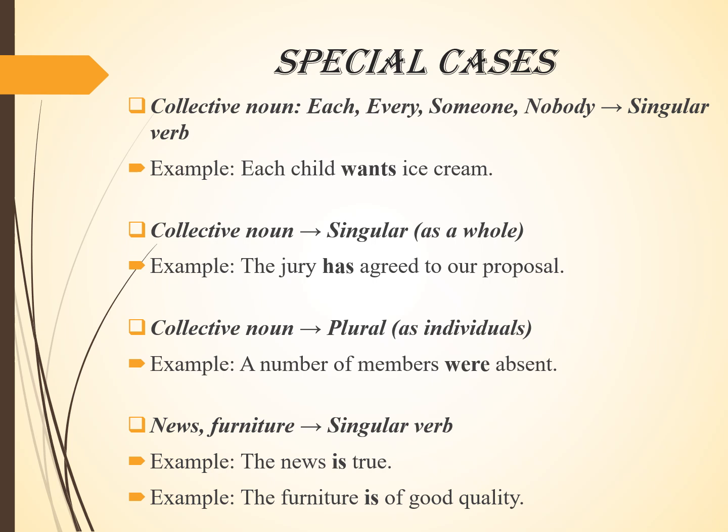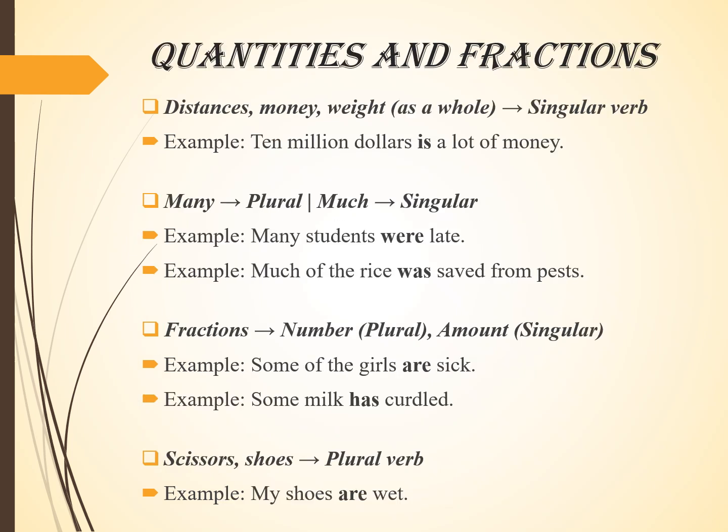Class names such as "furniture" or "stationery" take a singular verb. For example, the furniture is of good quality. When a plural number applies to distances, heights, and weights, it is taken as a whole and is therefore treated as singular. For example, $10 million is a lot of money.